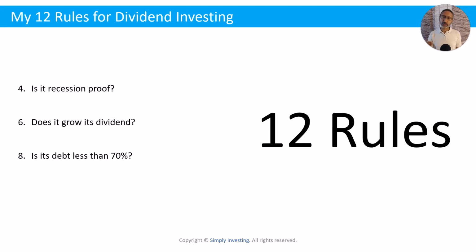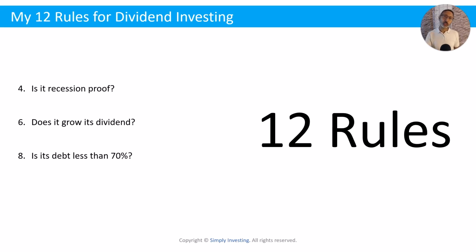Okay, the 3 things I already showed you are part of my 12 rules for dividend investing. So you can see it up on the screen. Rule number 4, is the company recession proof? Rule number 6, does the company grow its dividend? That's what we looked at, dividend growth, remember? And rule number 8, is the debt less than 70%? Because we looked at the long-term debt to equity ratio. So anything higher than 70%, we don't want to invest in that kind of company.